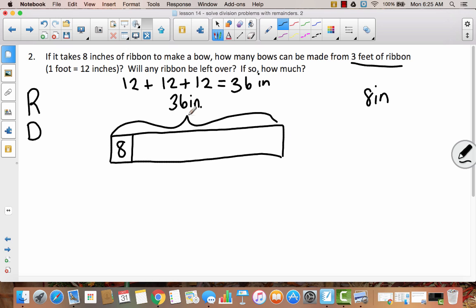I'm going to go ahead and pause the video, and I'd like for you to continue to add on 8s until you get to 36. So you're going to be counting by 8s until you get to 36. Let's see if we get the same answer.